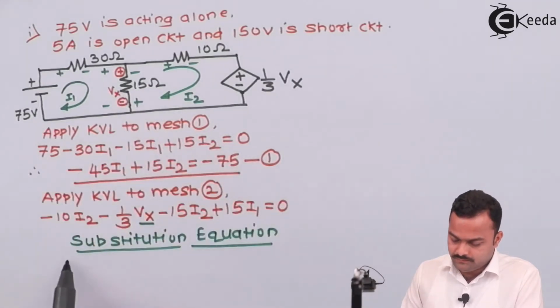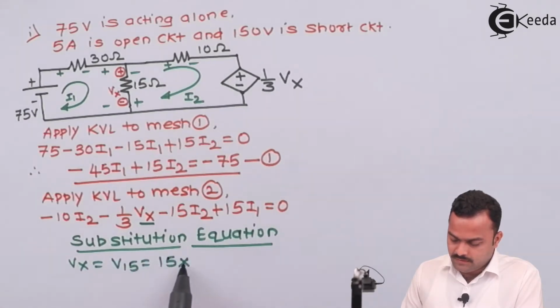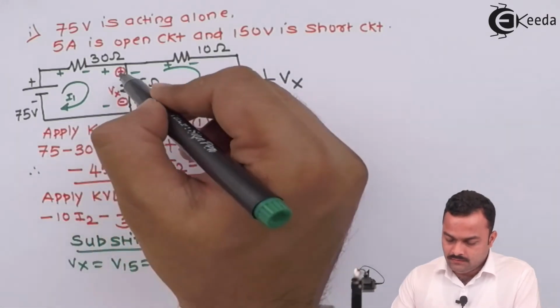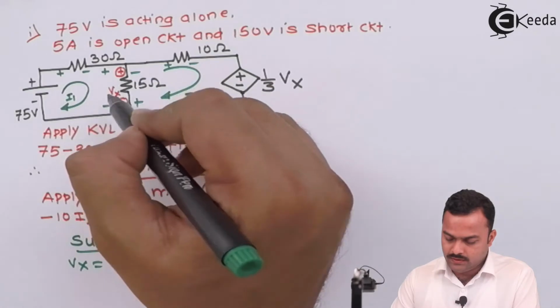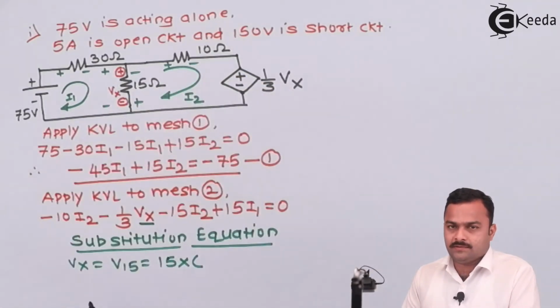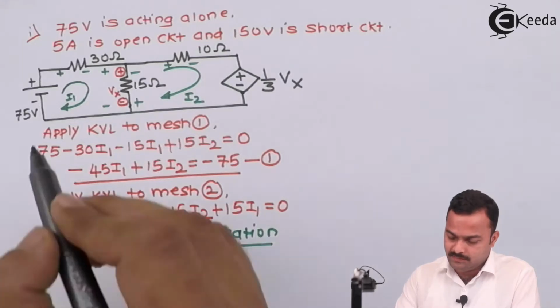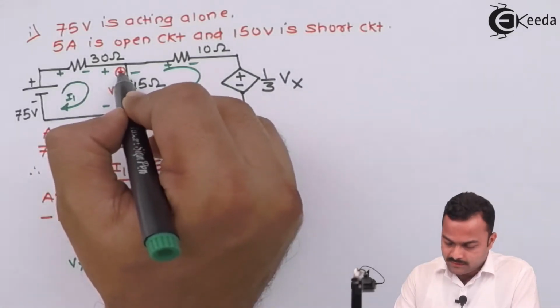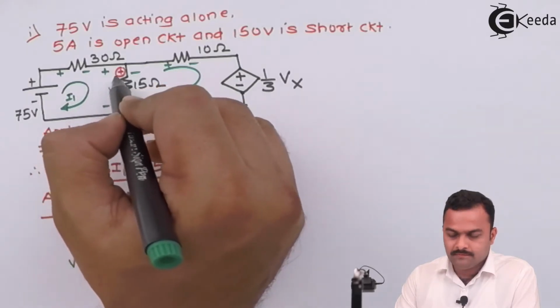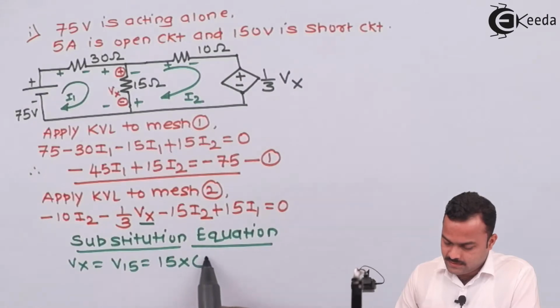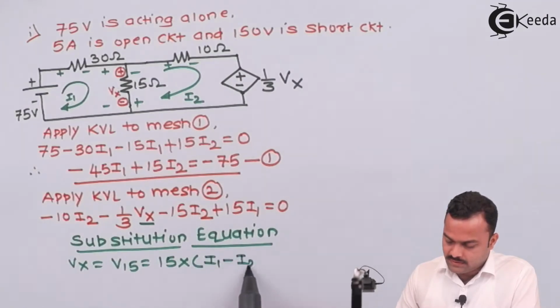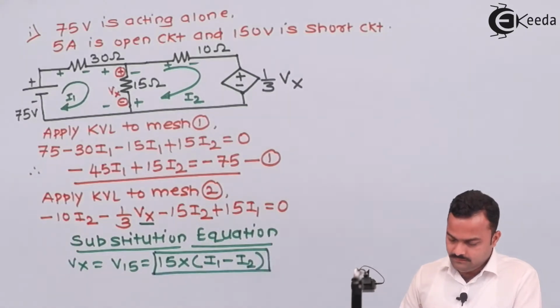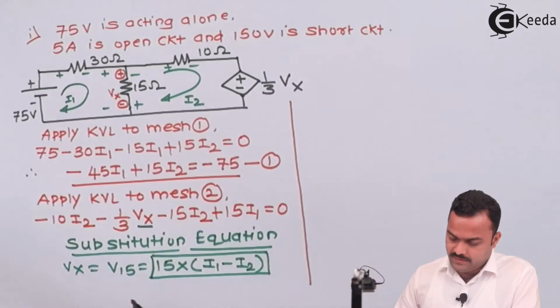Vx is the voltage across the 15 ohm, which is nothing but, by Ohm's law, 15 multiplied by the current flowing through it. Now, there are two loop currents flowing through it, I1 downward, I2 upward. So definitely there is a subtraction, but which current will be more will be decided by the polarity given by them. Their polarity is matching with the polarity that we obtain because of I1. Hence, I1 is the dominating current, and I can say I1 minus I2 is the resultant current flowing through the 15 ohm resistor, to get Vx as 15 times (I1 minus I2). So we get a substitution equation for Vx.